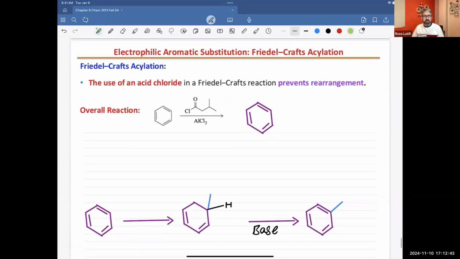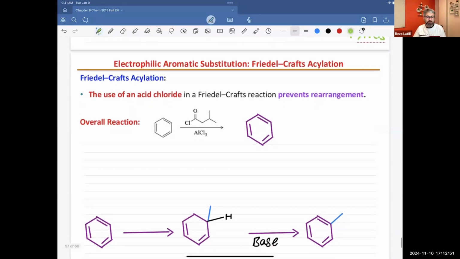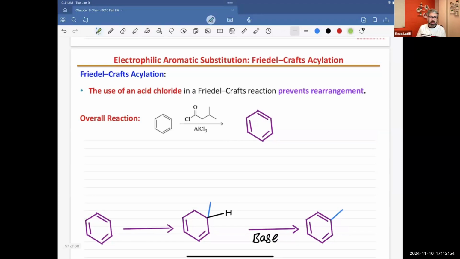Okay, last one that I want to practice. As I said, the downside of the Friedel-Crafts alkylation is that we can have rearrangement. Is there any way to run the reaction without rearrangement? Yes, it's possible. The way we do it this time, we're going to use a carbonyl group that's attached to the alkyl that we wanted, plus we will have a halide attached to that.